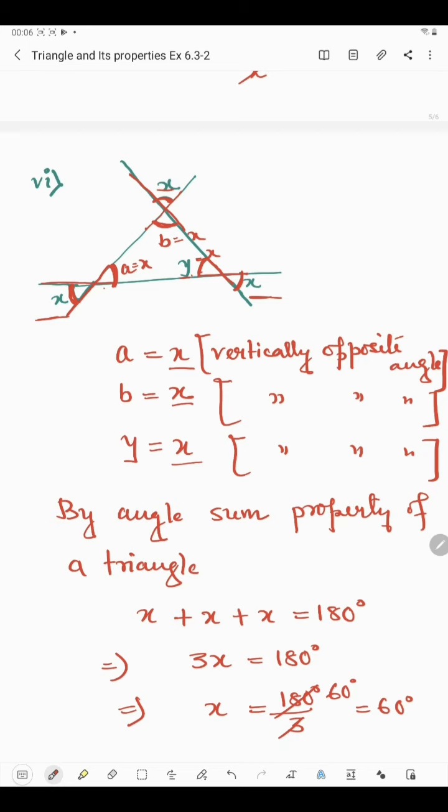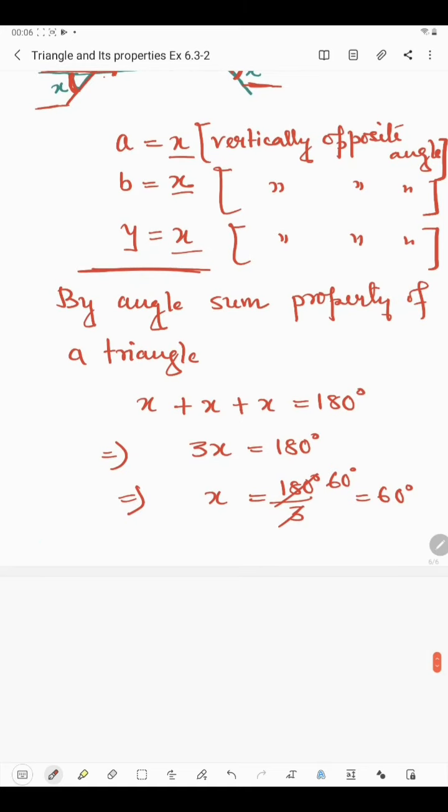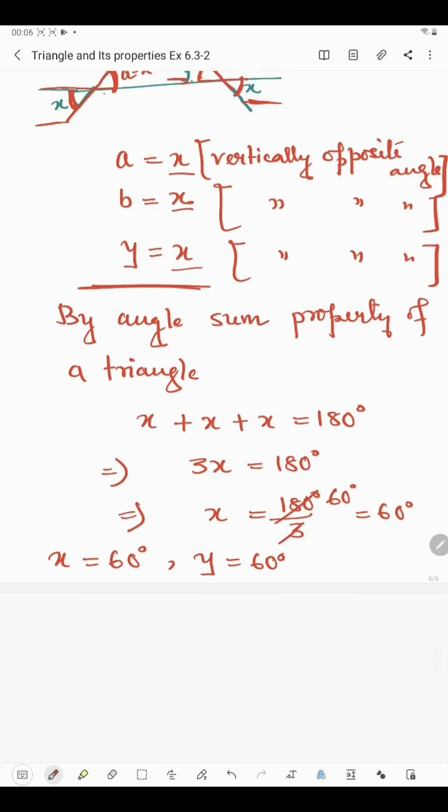Now we will have to find the value of y also. Now see here x is equal to y. Here x is equal to y. If you see this, x is equal to y. So that means if the value of x is 60 degree, then the value of y is also 60 degree, right?